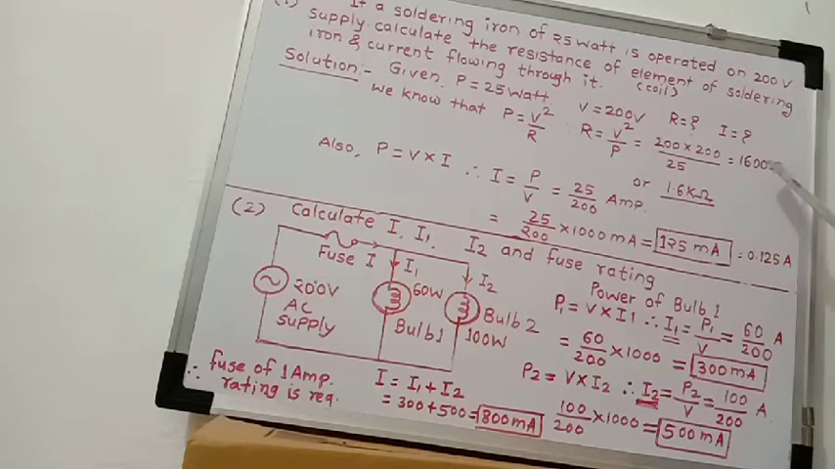1600 ohm. So convert it into kilo ohm, that is 1.6 kilo ohm. We are converting a small unit into a large unit, therefore we have to divide this figure by 1000. 1600 divided by 1000, that is 1.6 kilo ohm.